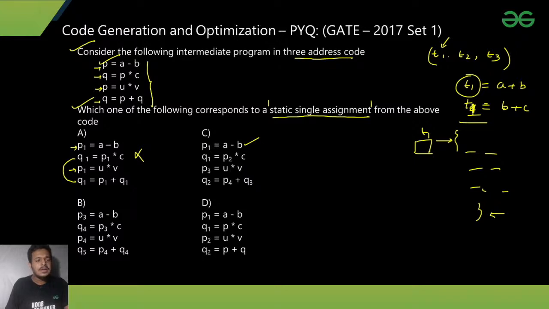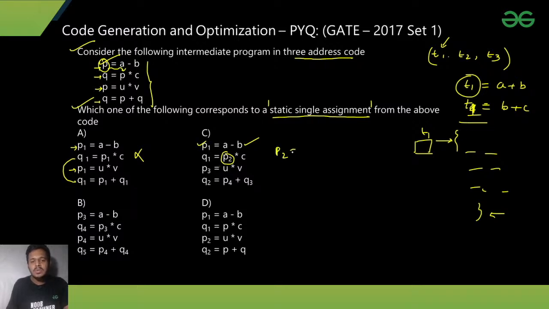Now the second statement is saying that q equal to p multiplied by c. The value of p is going here, multiplied by c. But in the second statement we can see it says p2, whereas in the first statement the value is assigned to p1.